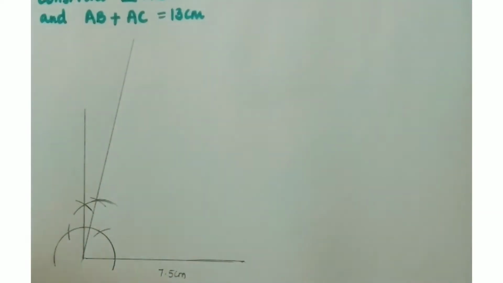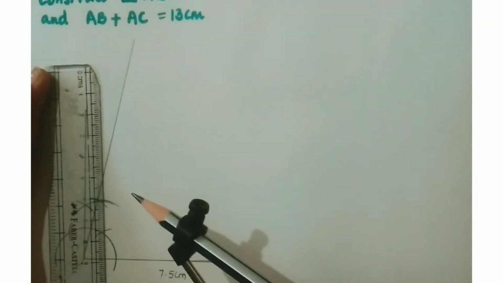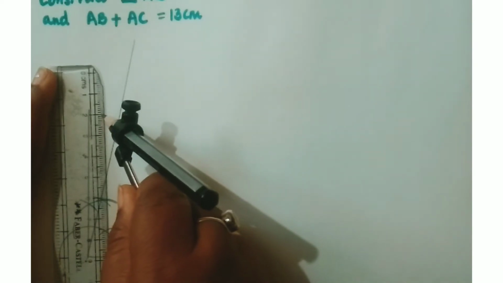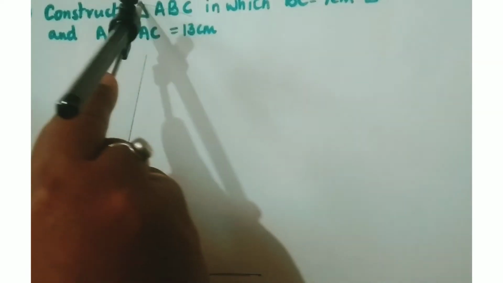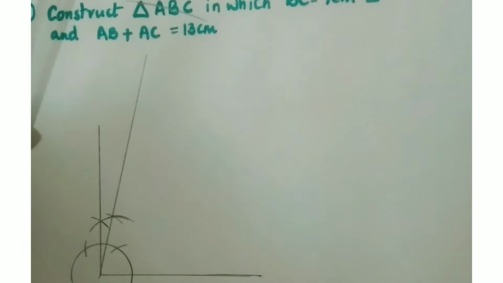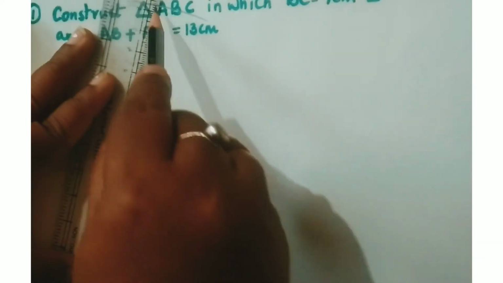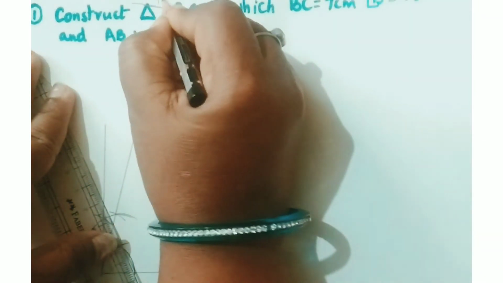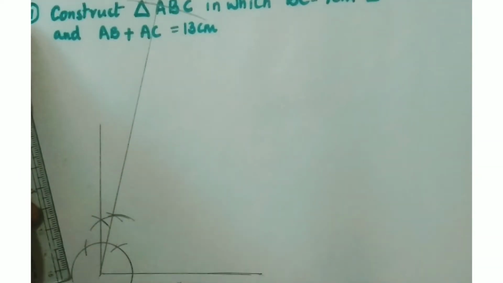And now using the compass you are going to take the 13 centimeter measurement. I am getting the 13 centimeter arc here. You need to draw the line till here and name this as D, and this is BC.